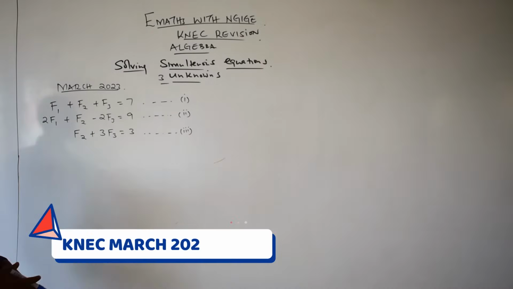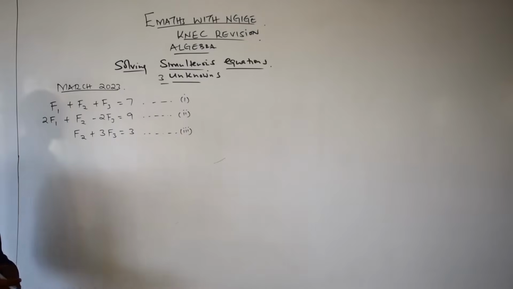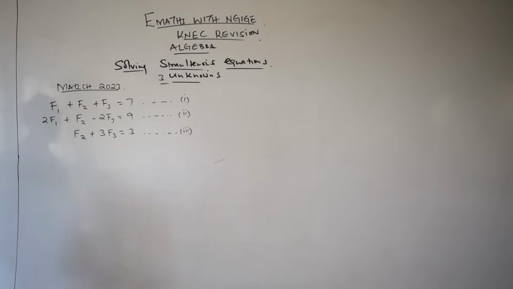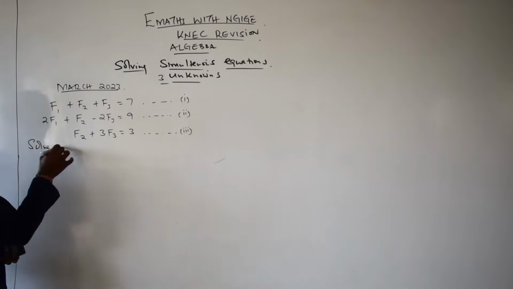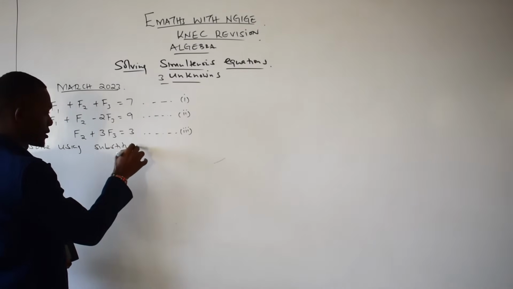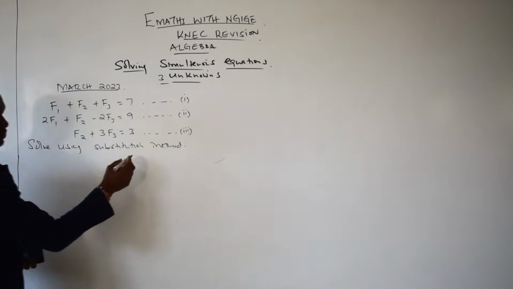Now, solving simultaneous equations of three unknowns. So we check a question that appeared in the Math series 2023. You have your three equations, equation number 1, equation number 2, and equation number 3. You are supposed to solve using the substitution method. So, solution.